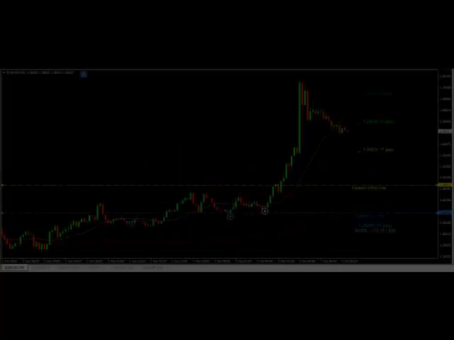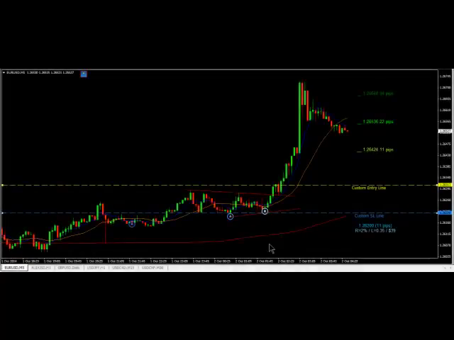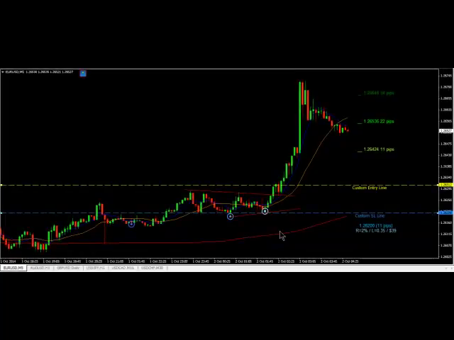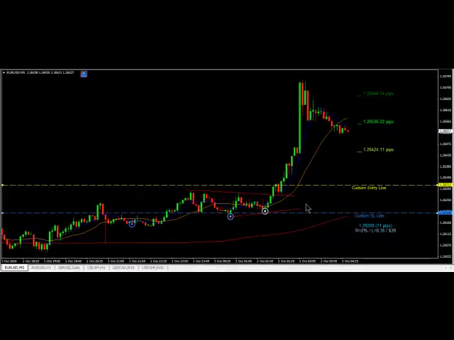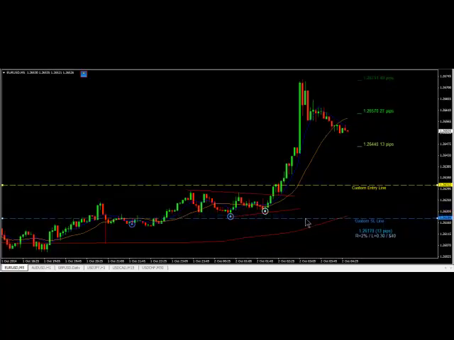In the last example, we're looking at the euro dollar 5-minute, and scalpers, I haven't forgotten about you. Here we see a consolidation area and a breakout, and this gives us a great buying opportunity. So after identifying that, we place our entry line at our entry point, and we can also identify quickly our swing points to the left.